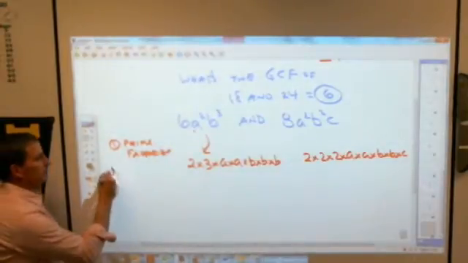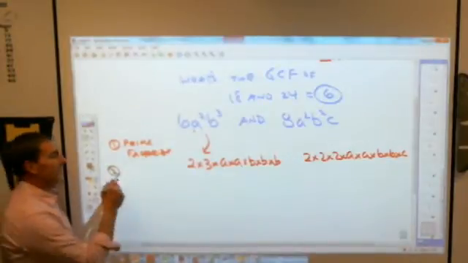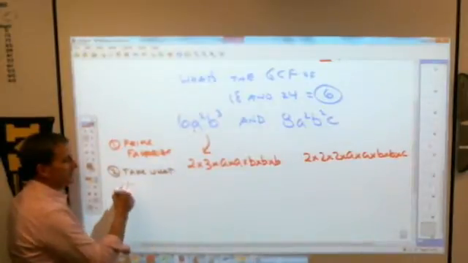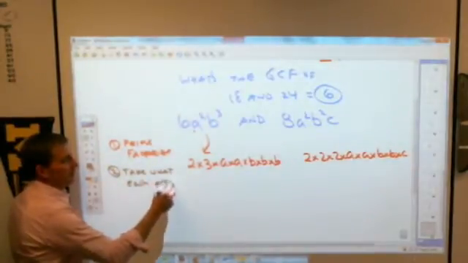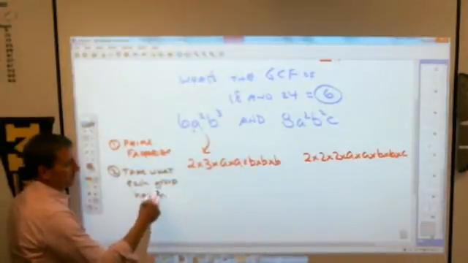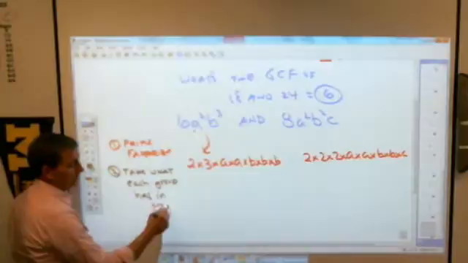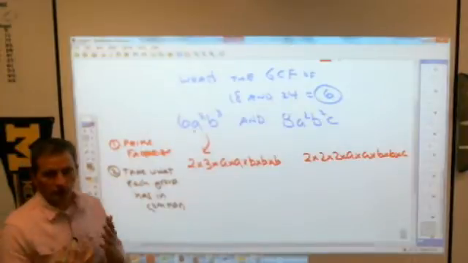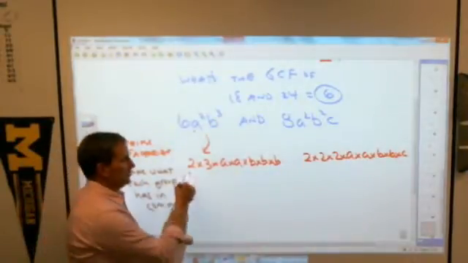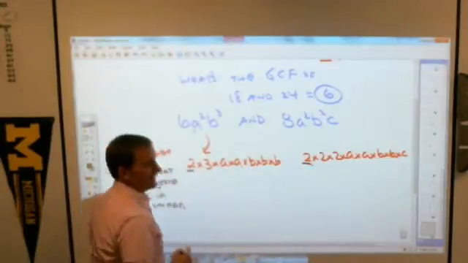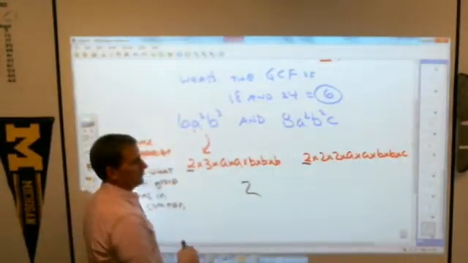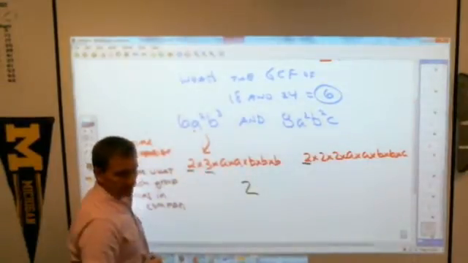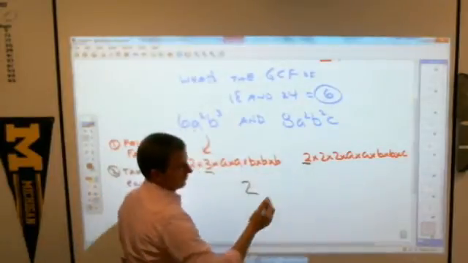I know you do. Now, number 2, what you do is you take what each group has in common. In other words, you compare each group and you say, what do they both have? When you look at 2s, they both have in common one single 2. This one has a 3, but this one doesn't, so do they both have a 3? No, so there are no other common things.